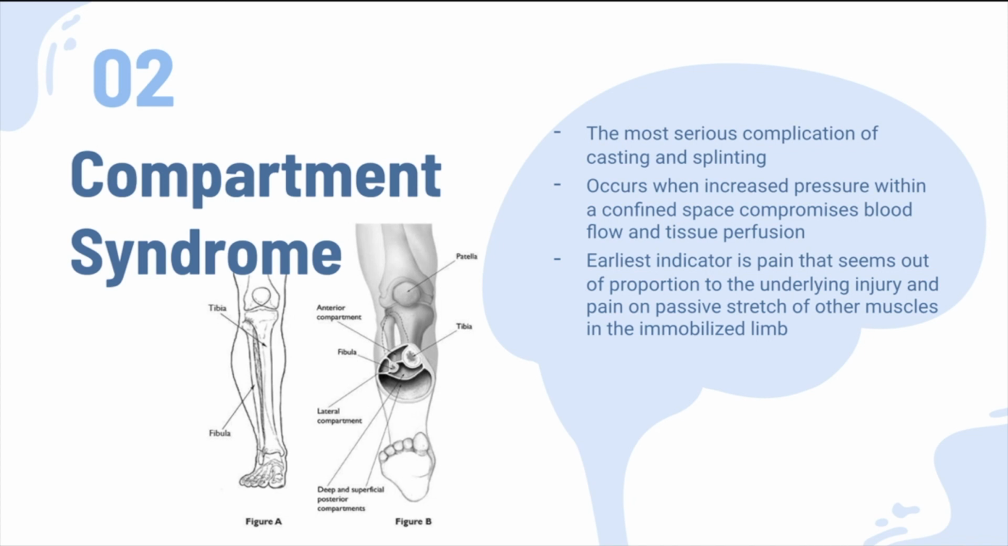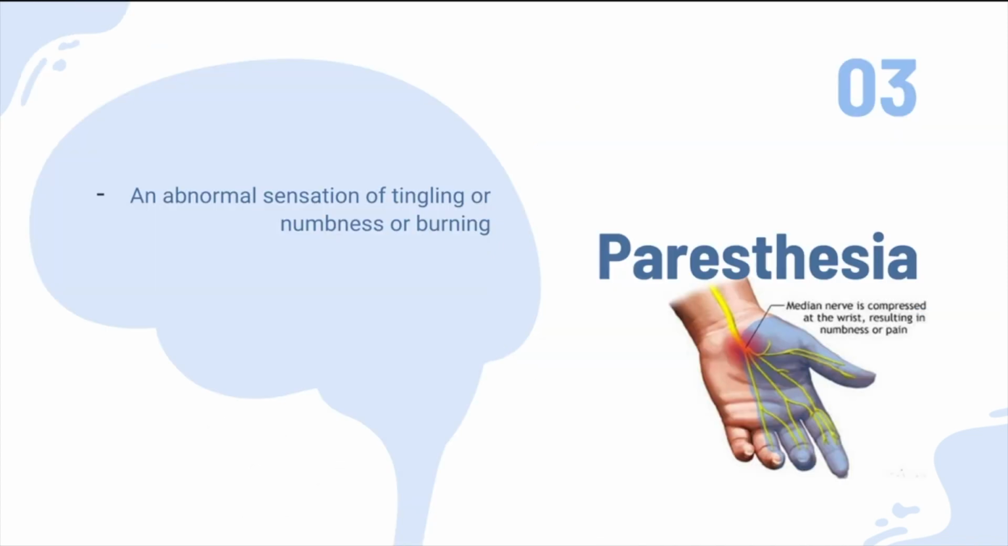Compartment syndrome also occurs more frequently in young adults, and although it may take up to 48 hours for symptoms to be present, it typically develops quickly, within 6 to 8 hours after the initial injury or after fracture repair. Paresthesia is the abnormal sensation of tingling or numbness or burning. This is also called the pins and needles sensation. Paresthesia is an early sign of nerve involvement.